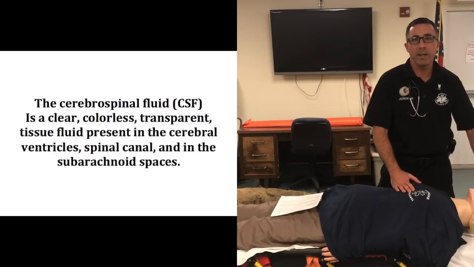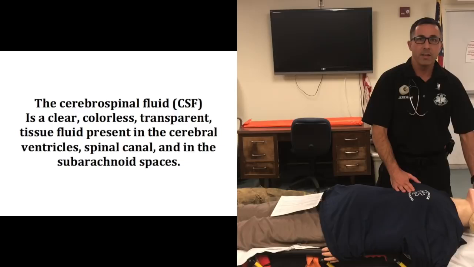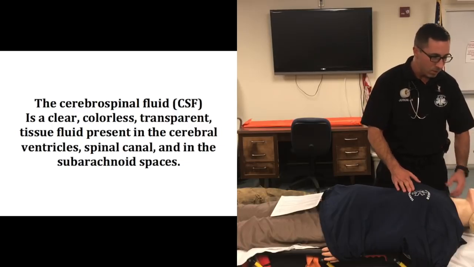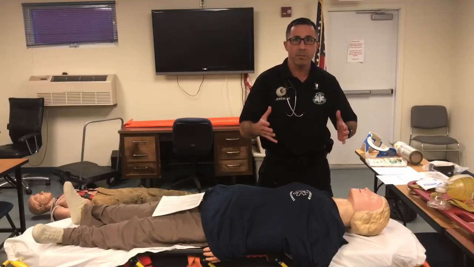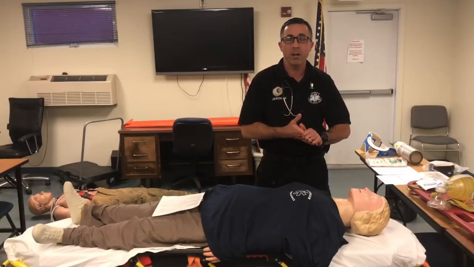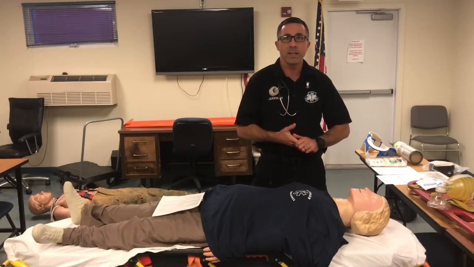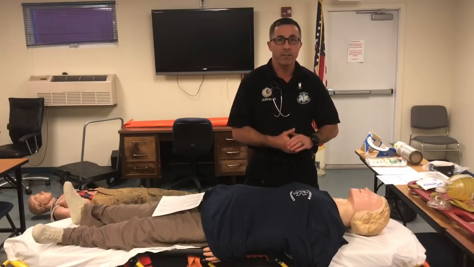It's produced in the brain, it's stored in the ventricles of the brain, and the purpose of CSF is to protect, nourish, and bathe the brain. So what CSF does is it actually provides a barrier between the brain and the skull, and it's going to provide a little bit of cushioning in the event that your head makes impact with anything.